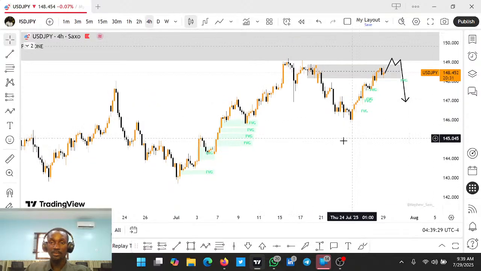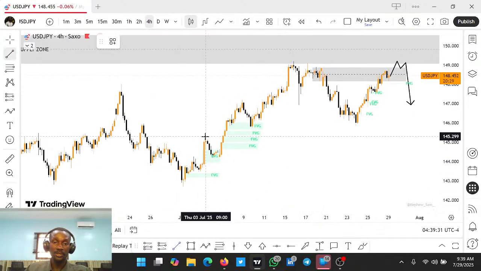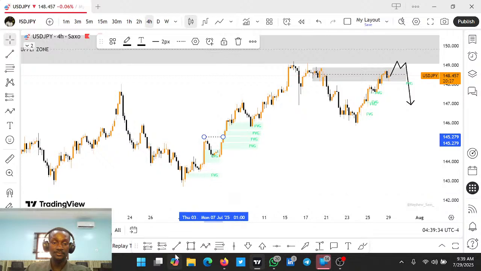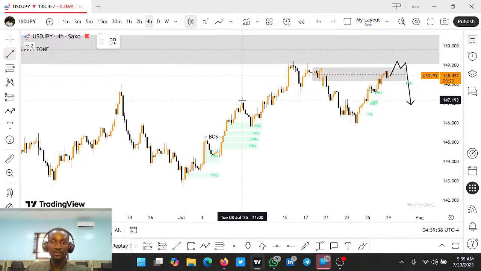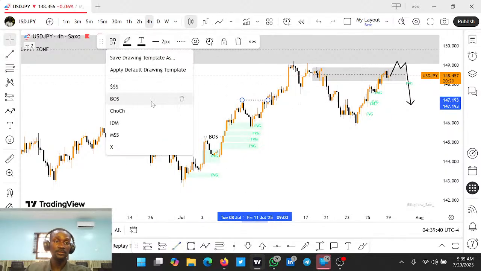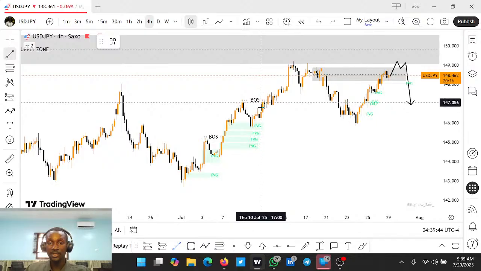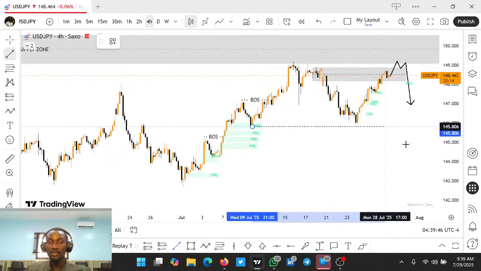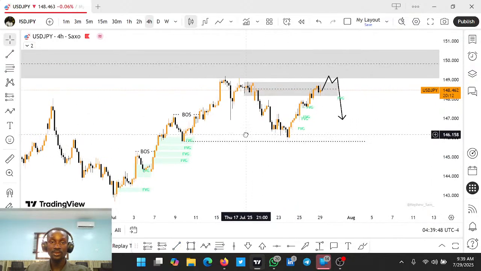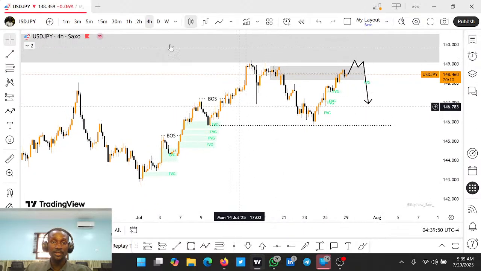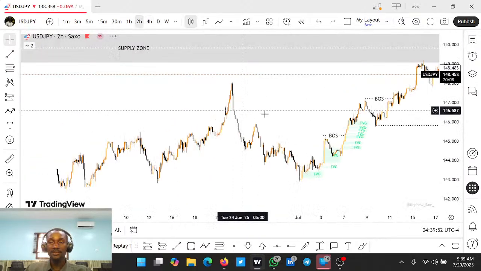Let's do a breakdown. We're having a break of structure to the upside, break of structure, break of structure, and then this is the recent break of structure. And price has not cleared this zone. That's the recent break of structure. Now let's go to the 2 hour time frame.